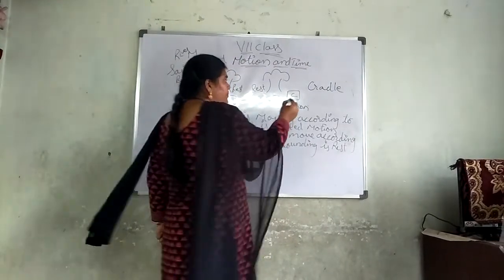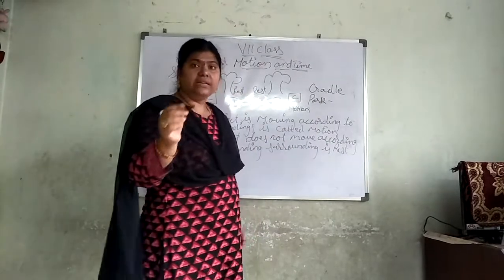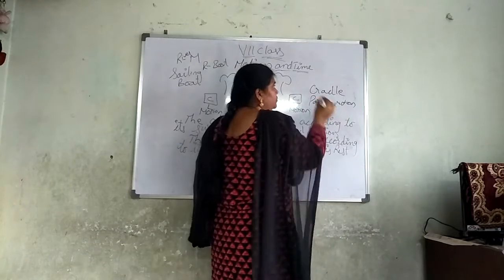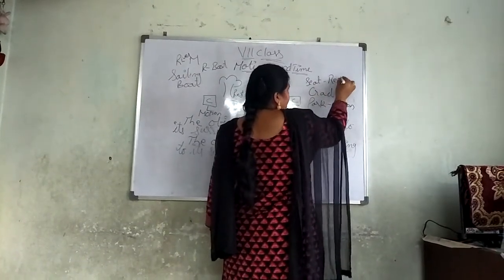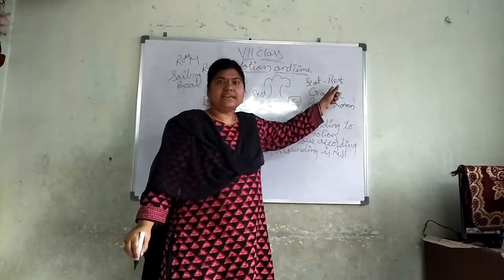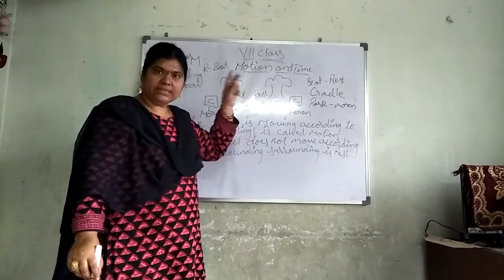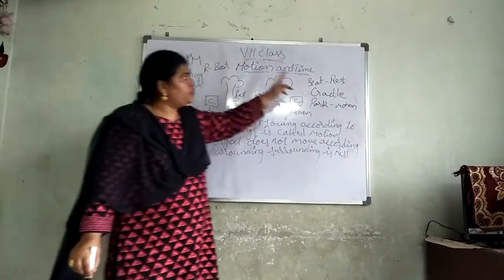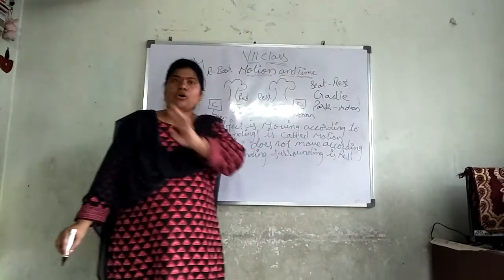So, according to the park, the girl is in motion. But according to the seat of the cradle, she is in rest position. Try to understand. One example is the train. The second example is sailing on the boat. The third example is the cradle, a girl who is swinging on the cradle.